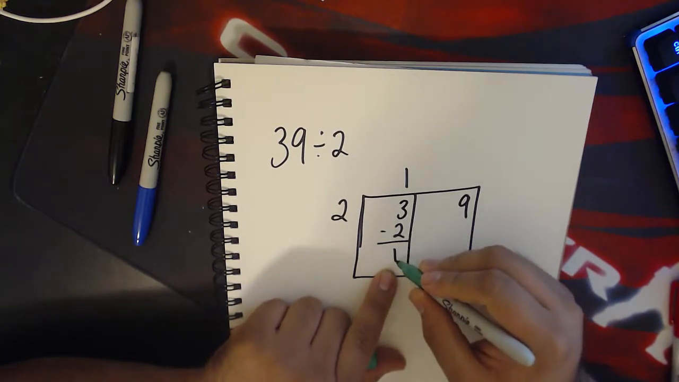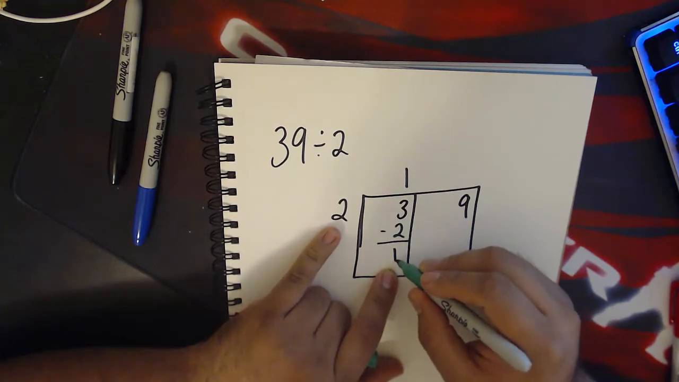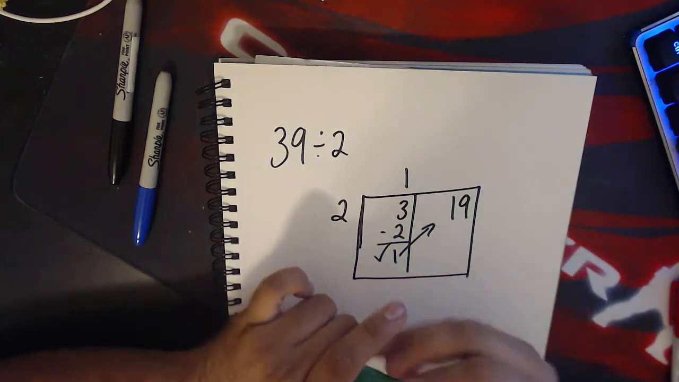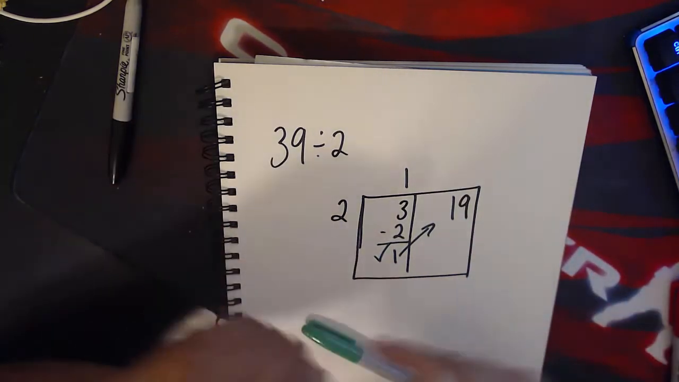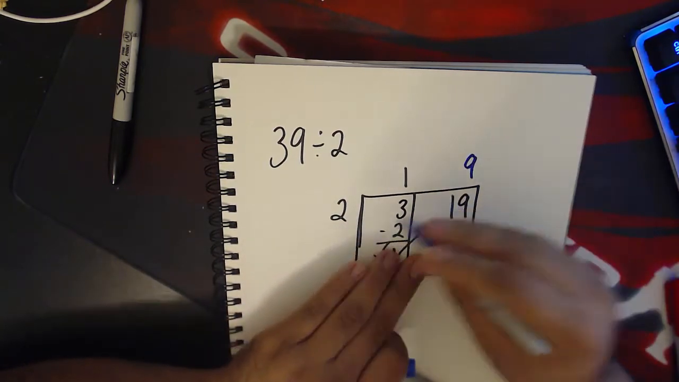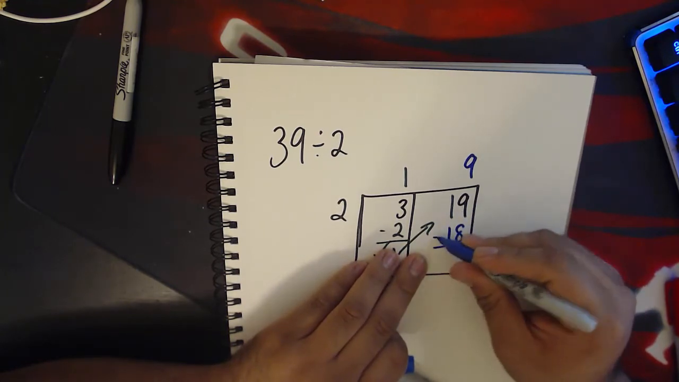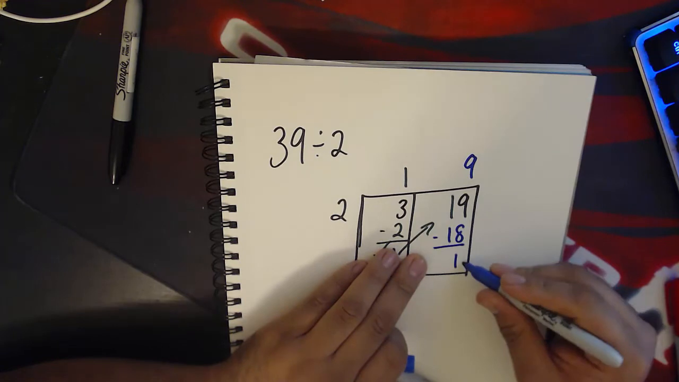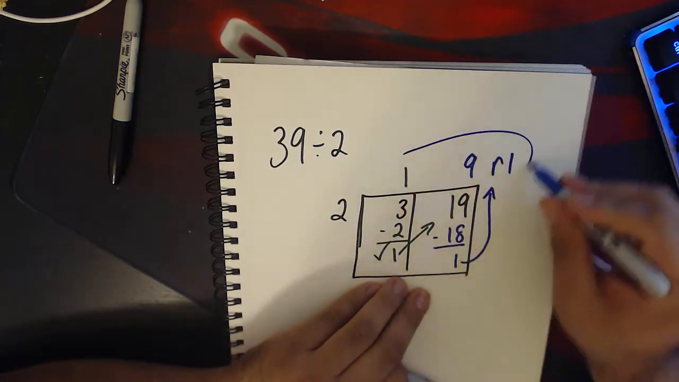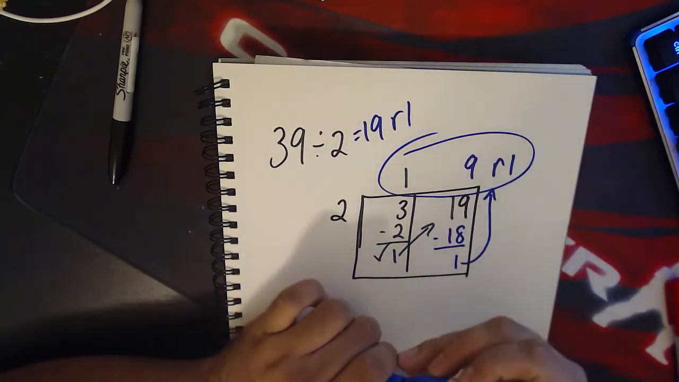Check. Now, this number needs to be smaller than that number. Is it smaller than that number? Yes, it's smaller because that's 1 and that's a 2. There we go. Bring over the 1 next to the 9. Now we have 19. And now we work with the 19. 2 goes into 19 at least 9 times. 2 times 9 is 18. 19 minus 18 is 1. Now that 1 will move up, and that is our remainder. And that is our answer. It is 19, remainder 1.